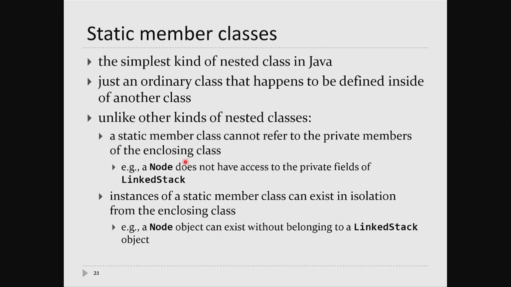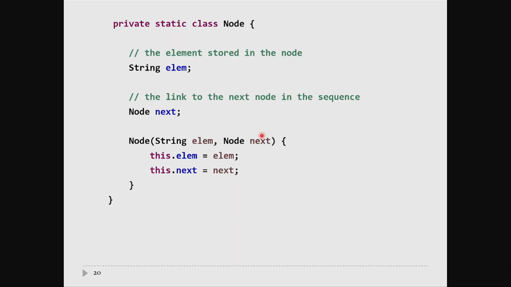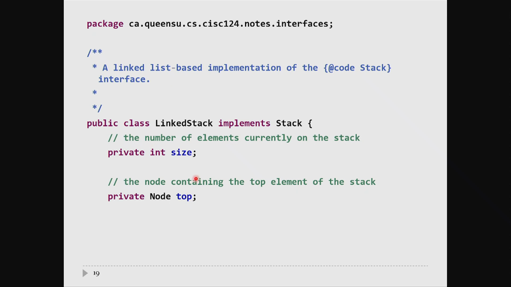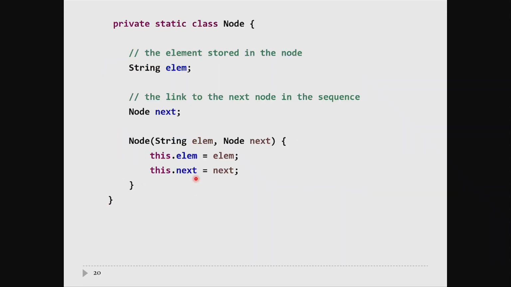Okay, now the reason that these static nested classes exist is because they occupy a little bit less memory than the other types of inner classes. The other inner classes are allowed to look outside of themselves. So if this was not static, the node can look into the linked stack object and find its size and top. But under the hood, the only way you can do that is if every node has a reference to its linked stack object.